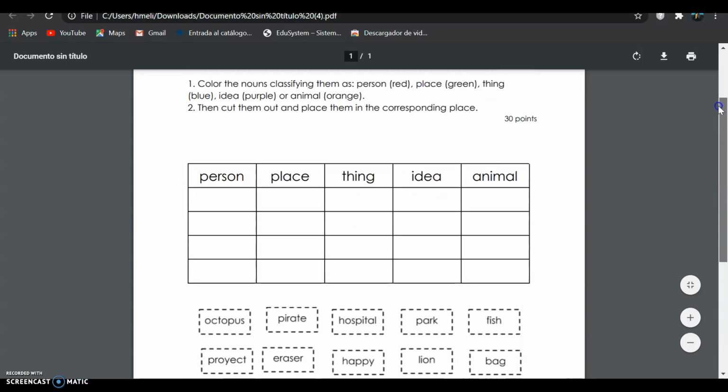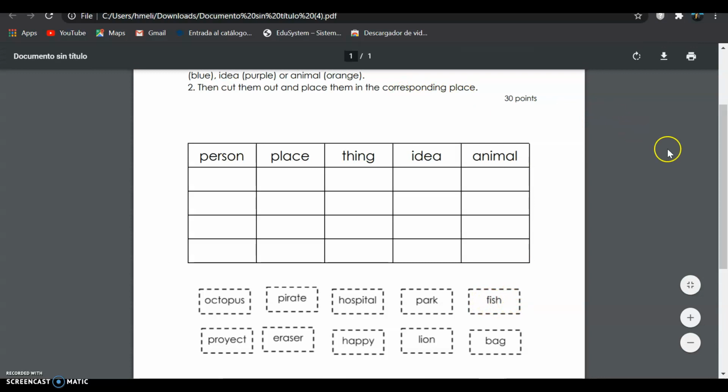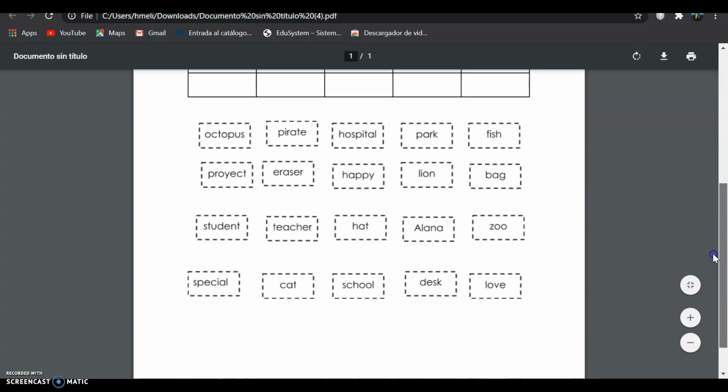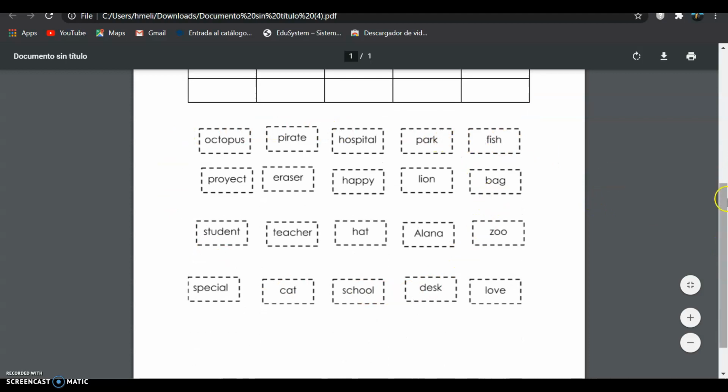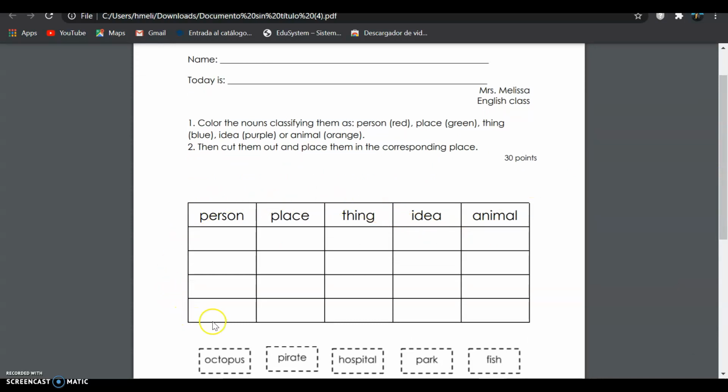For example, if we have here fish, I'm gonna color it. What color? Fish is what? An animal. Very good. And it says here that I'm going to color it orange. Dice que lo voy a colorear anaranjado. Así que voy a tomar mi crayola y lo voy a colorear. I'm going to color all the words. Then I'm going to cut them out and place them in the corresponding place.